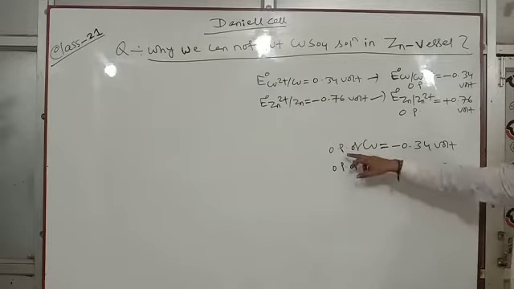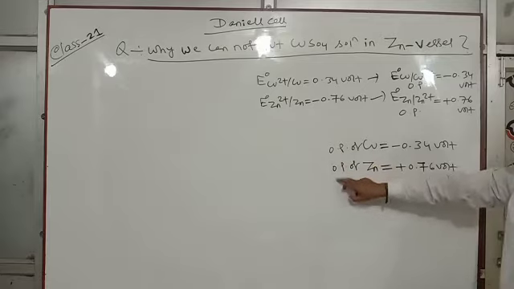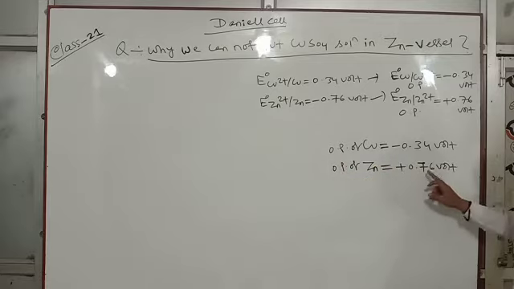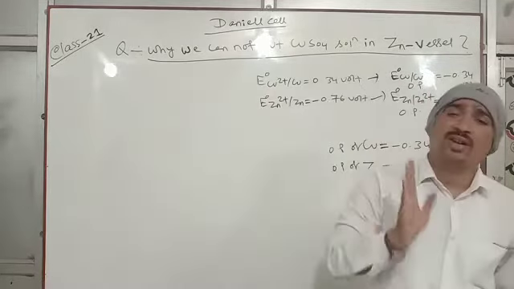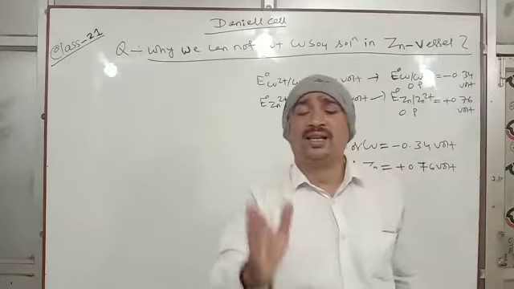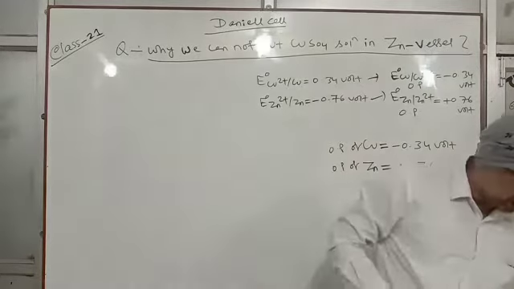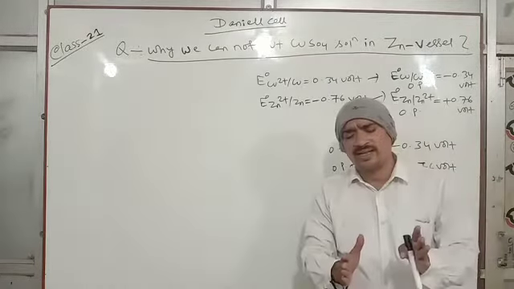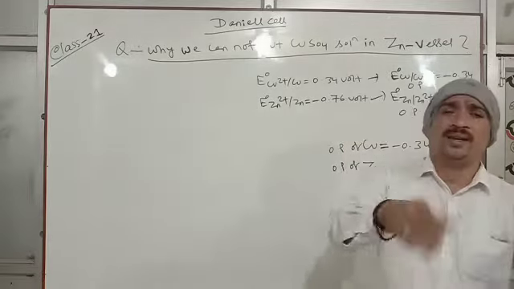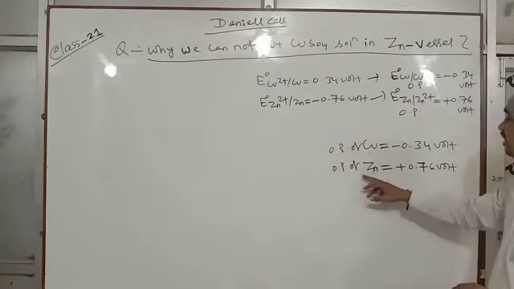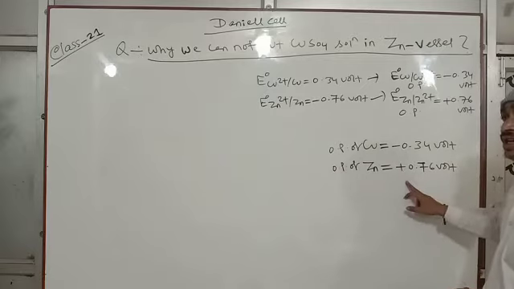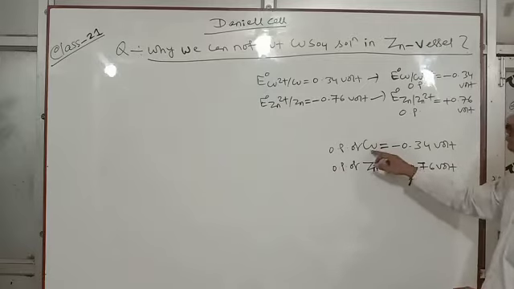Clear? So higher the oxidation potential of zinc, that metal is more reactive. Higher the oxidation potential, higher the reactivity. The element whose oxidation potential is higher is more reactive than the other element. Between zinc and copper, the oxidation potential is higher for zinc, so zinc is more reactive than copper.